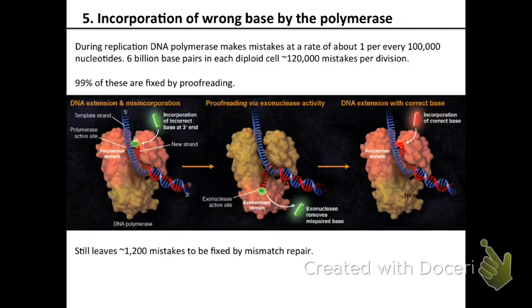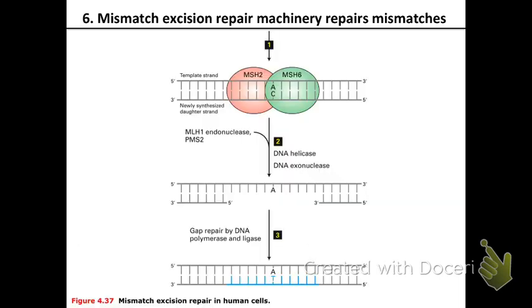But the proofreading is also not perfect, so leaving about 1,000 or so mistakes to be fixed by another DNA repair mechanism called mismatch repair. So this mismatch excision repair machinery repairs mismatches during replication. They go along with the replication machinery, checking that the newly replicated DNA is replicated correctly. So you have two proteins here, MSH2 and MSH6. They can recognize, for example, the incorporation of an incorrect base.